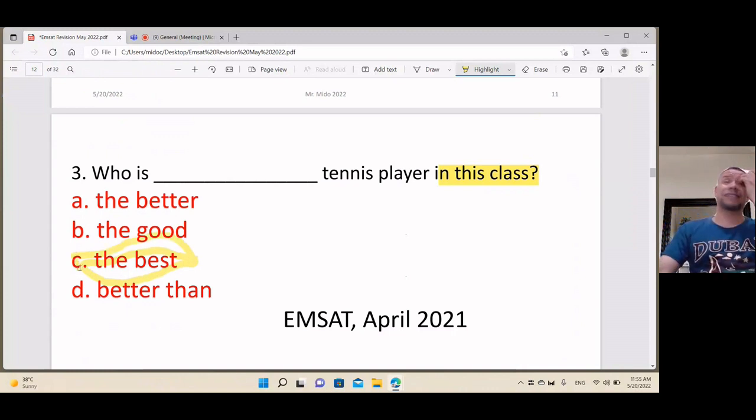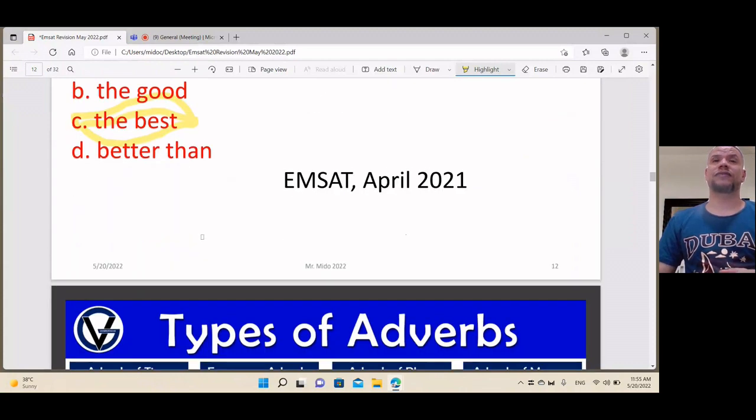Who is the best tennis player in this class?